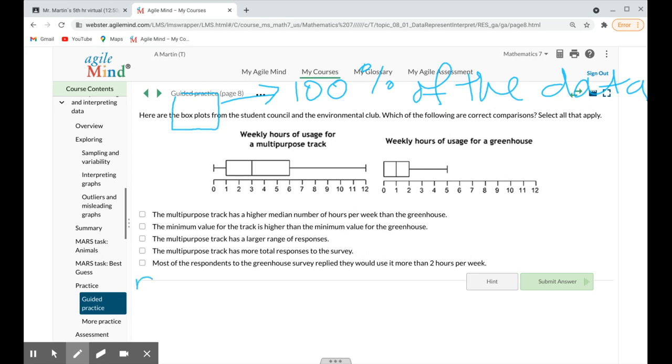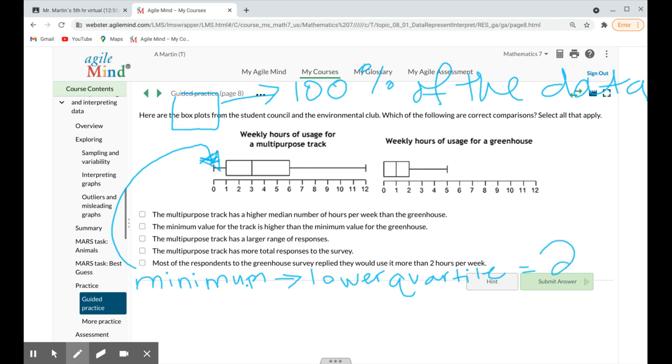So the first is from the minimum, and everything that I'm writing down, I want you to write down right now, to the lower quartile. And this makes up how many percent? 25. Correct. So I'm talking about right there. 25%.